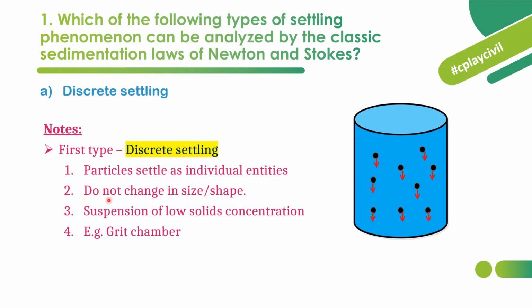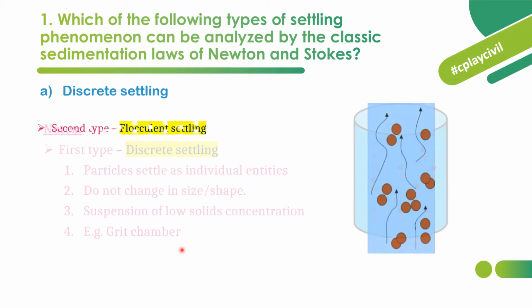That means the particles do not change in shape or size. The particle is inert and will be settling as it is. This discrete settling will occur when a suspension of low solid concentration is there in the water. So low solid concentration should be there so that discrete settling may happen. For example, we have the grit chamber.